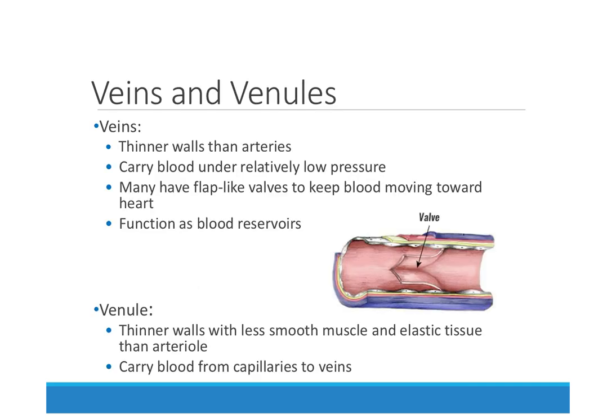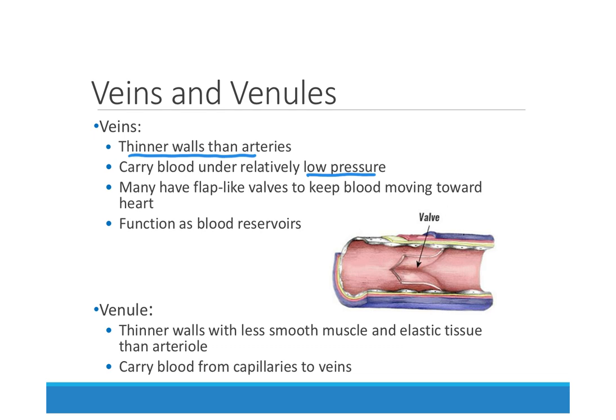Moving on to veins and venules. Veins have thinner walls than arteries because they're not carrying things under high pressure. Blood is pretty much low pressure by the time it gets to a vein. It's been pushed out by the heart, but it's spread out through all the capillary beds and just sort of dribbles and collects back into the veins.